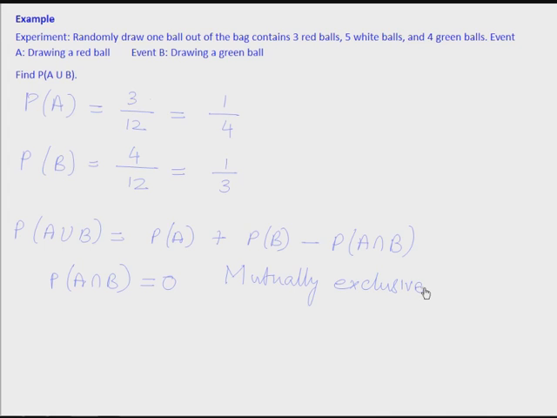So we get our required result. P of A union B is 1/4 plus 1/3 minus 0, or 7/12.